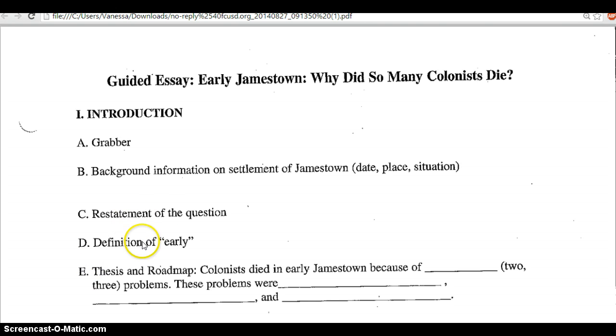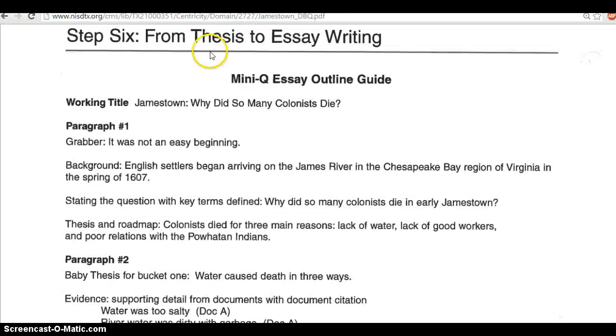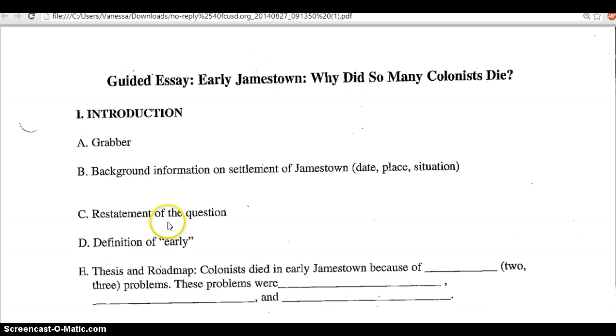Next, you need to restate the question, and we're going to have our definition of early. We're just going to combine those into the next part, and then after that we'll make up our thesis using your main reason and then the two other reasons from the diagram we drew the other day with the little branches on it. So for restatement of your question with the key terms defined, we're just going to say, why did so many colonists die in early Jamestown? So pause the video now and then write that in this section. Restatement of the question.